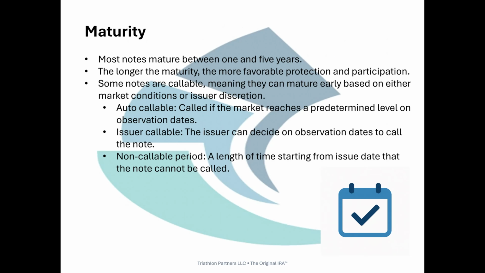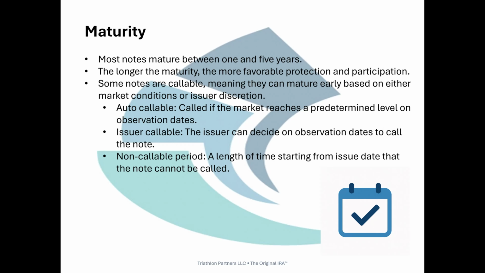The maturity is usually between 1 and 5 years, and the maturity is how long the note lasts, like a bond. Now, typically, the longer the maturity, the more favorable the protection and participation is on the note. There are some notes that can mature early, and we briefly touched on that, and that's because these notes are callable.